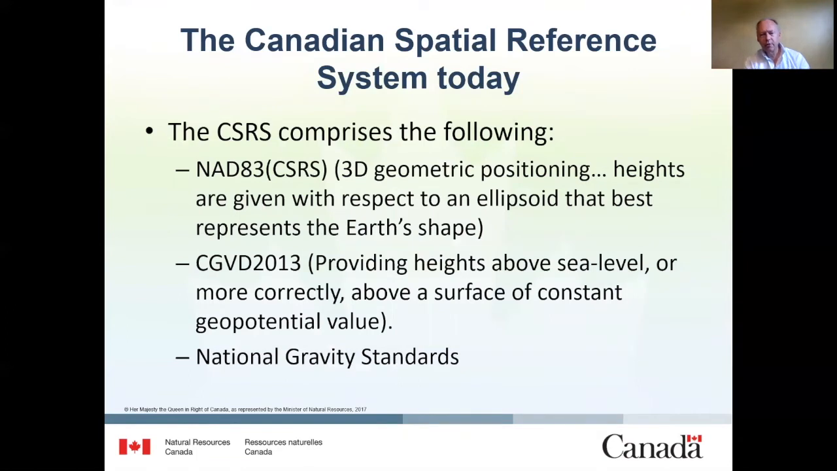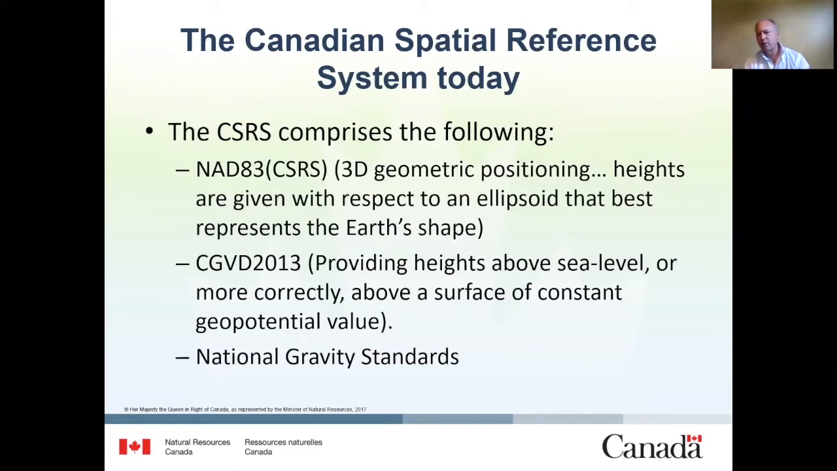The Canadian Spatial Reference System, just so we understand all of what that entails: there's the NAD83 CSRS, which I was just discussing, moving from the US NAD27 to NAD83, and now NAD83 CSRS. That's a three-dimensional geometric positioning. It's insensitive to the Earth's gravity field, so the heights will not represent where water will flow. They're with respect to the Earth's shape, a best-fit ellipsoid.